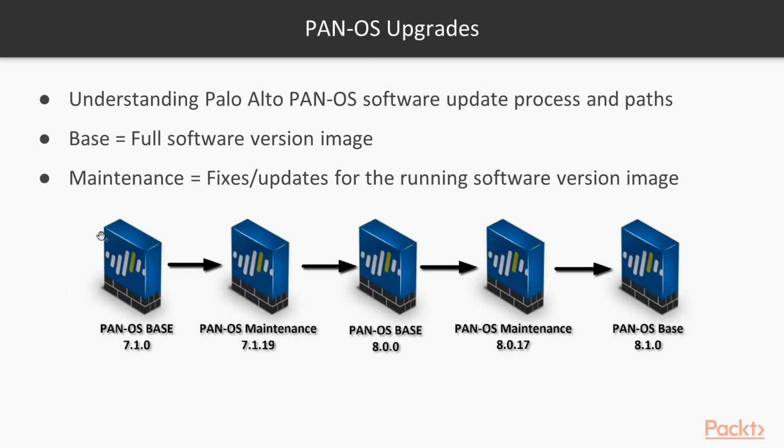So I'm going to demonstrate how to go from 7.1.0. We're going to do this whole upgrade path from 7.1.0 all the way to 8.1.0. So we're going to upgrade a firewall that is running the 7.1 code, in this case 7.1.0, and bring it to 8.1. And like I mentioned, maintenance will provide you additional fixes on the current base that you are running. Okay, so let's go ahead and perform that upgrade, and we'll go from there.